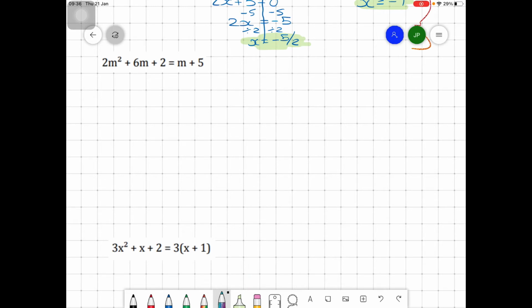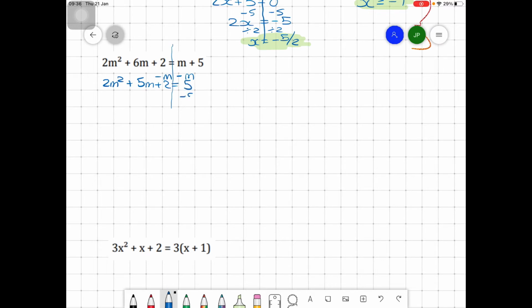Therefore, I need to balance it so that it will be equal to 0. So, I'm going to split my equation down the middle and balance it. I need to get rid of an m. M at the moment is positive, so I'm going to subtract an m from both sides. So I end up with 2m squared plus 6m take away m gives me 5m plus 2 equals 5.